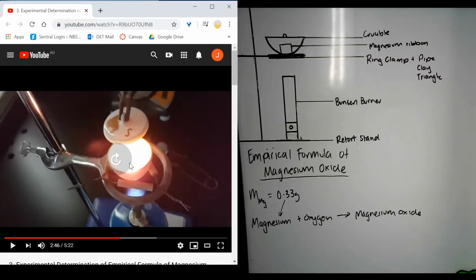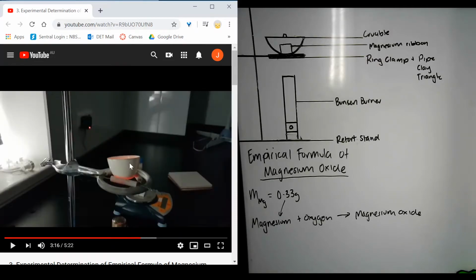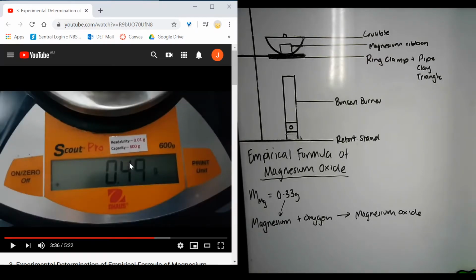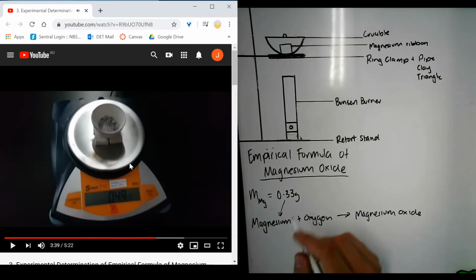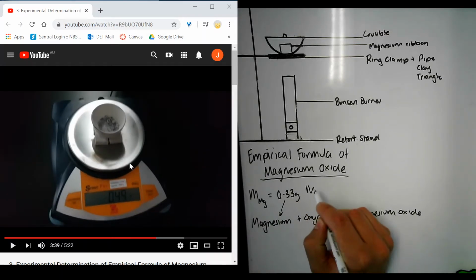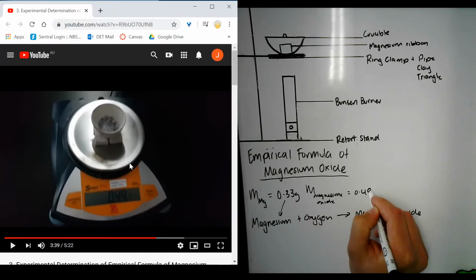So the reaction proceeds, and eventually what you're left with is a white powder, which we're going to assume is magnesium oxide. There he is weighing it, and it weighs 0.49. I'm just going to write it in words here because we don't know the formula yet. The mass of magnesium oxide equals 0.49 grams.